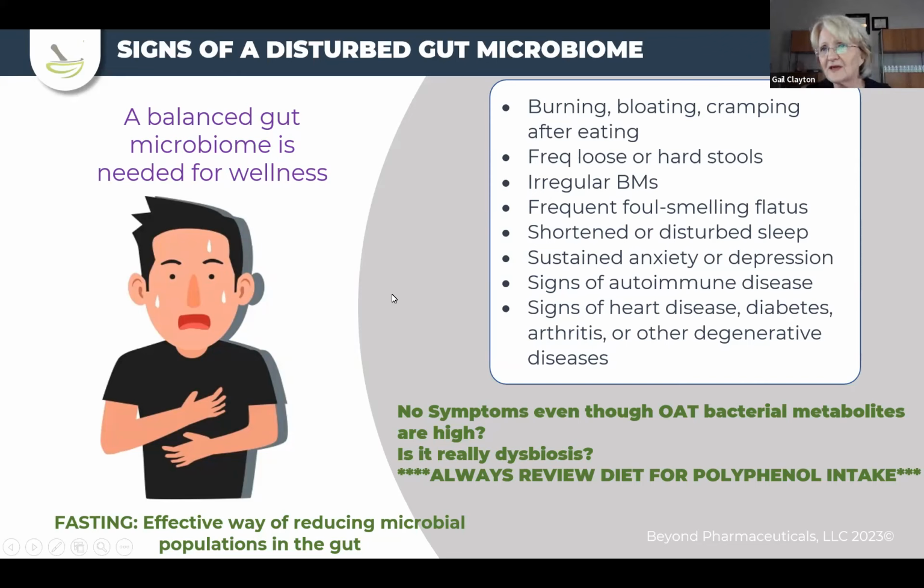Also, do they have signs of heart disease, diabetes, arthritis, or other degenerative diseases? And so we have to have a balanced gut microbiome for optimal wellness. And fasting is a good way, because they eat our food, okay? So if we're not digesting and absorbing well, then the bacteria and the yeast in our gut are very, very happy to do that for us. And so we've got to stop feeding them.